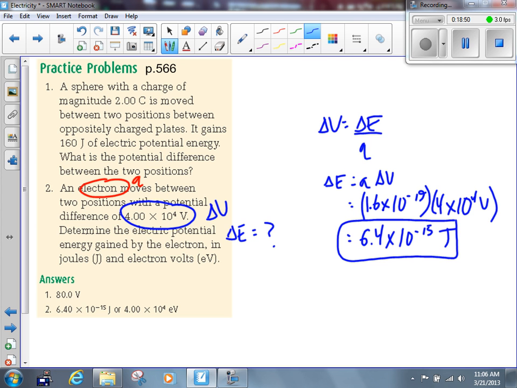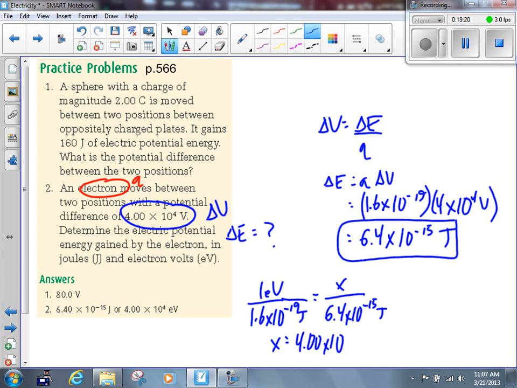Now, we also have to convert that to electron volts. Remember the conversion? We say 1 electron volt equals 1.6 times 10 to the minus 19 joules. Whichever way we're converting, we always start this way. Now we're looking for the number of electron volts, so we'll put an X on the top. We've got 6.4 times 10 to the minus 15 joules. Take the 6.4 up by multiplying. Then we're going to see 6.4 divided by 1.6 ends up giving me 4.00 times 10 to the 4 electron volts. Notice in this case, the number of the electron volts is exactly the same as the potential difference.